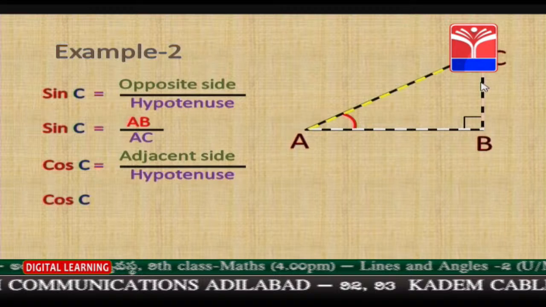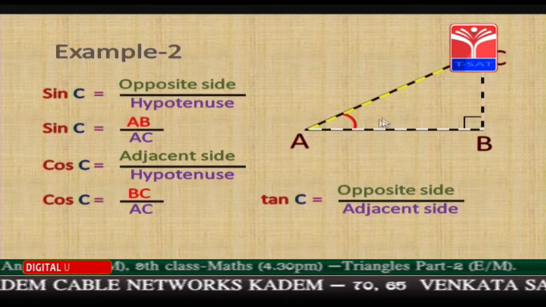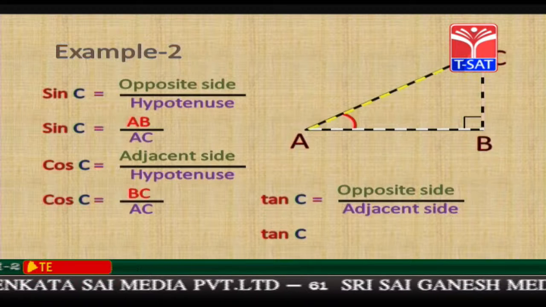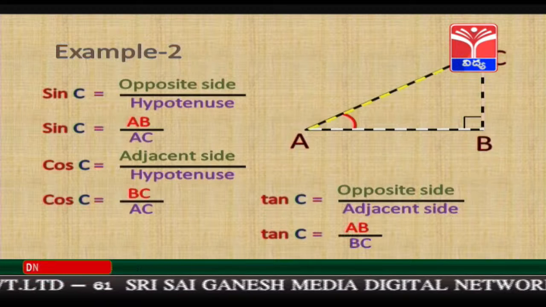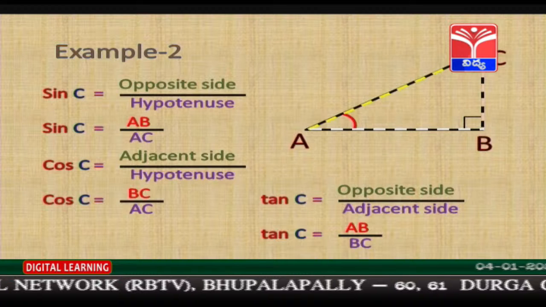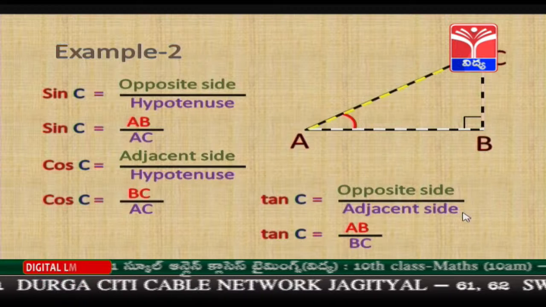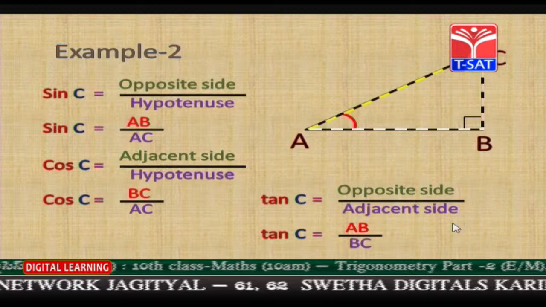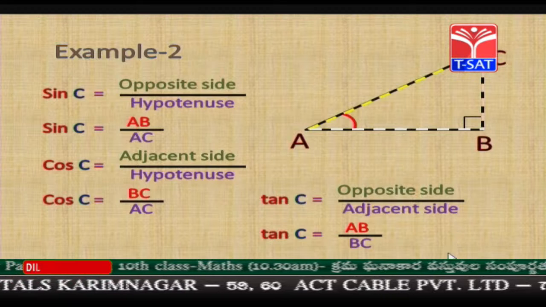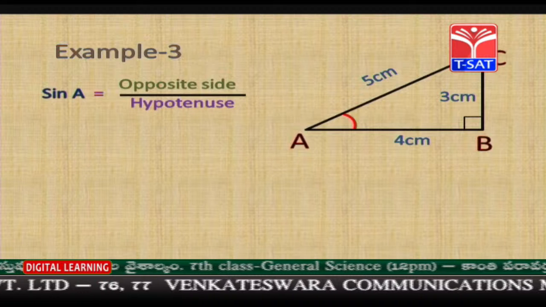Please see, which is equal to how much here? BC by AC. And now, when you come to tan, the opposite side is AB and the adjacent side is BC. So tan C is AB by BC. That means, based on the angle, we have to check which is the opposite side and which is the adjacent side, as the hypotenuse remains the same in both cases. With the particular angle, the ratios may change. So now we have observed that as the angle has changed from A to C, the ratios have also changed. Please see. Now, we will see one more example with numbers.